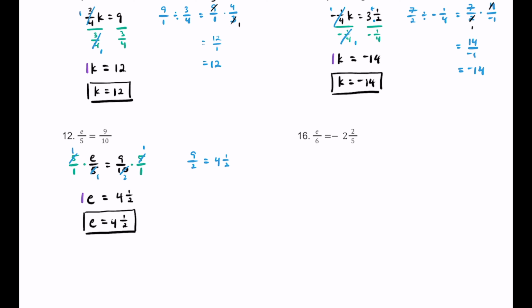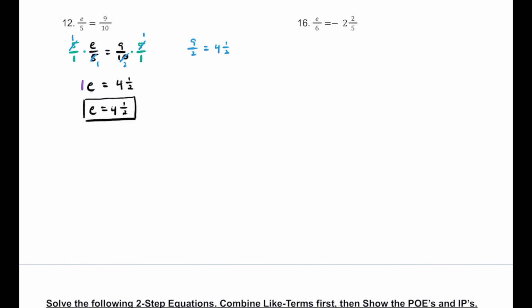Moving on down to number 16, I'm going to rewrite this one. I'm going to write e over 6, or e divided by 6, is equal to negative 2 2/5. And the property that we're going to use, the property of equality, is going to be multiplication. Let's multiply both sides by 6. That will help cross cancel out these 6's. These 6's will become 1.